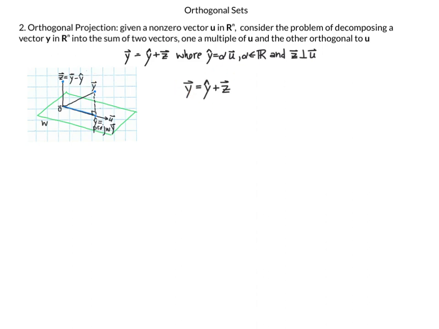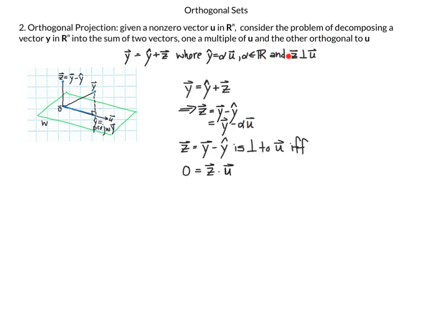Starting with our equation, again, we want to express y as a sum of a multiple of u, so that's y hat, which is equal to alpha u, plus z, where z is perpendicular to u. And from this equation, we can solve for z. Z is equal to y minus y hat, which is equal to y minus, and y hat is just a multiple of u, so alpha u, where alpha is a real number. Taking into account our last condition now, z is perpendicular to u. Well, z, which is equal to y minus y hat, is perpendicular to u if and only if z dot u is equal to 0.